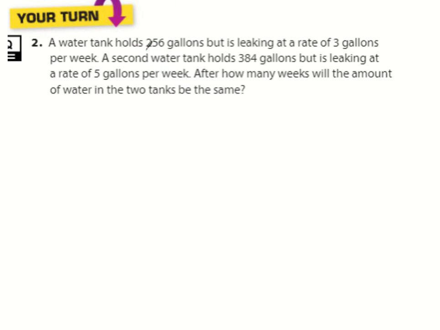So a water tank holds 256, that's where it starts at. And then it's leaking, so that means it's losing water at 3 gallons per week. So it starts with 256 and it loses 3 per week. This tank starts at 384 and then it loses 5 per week. We want to know when these are equal to each other. When will they have the same amount of water? So there's my equation. Now I just have to solve it.